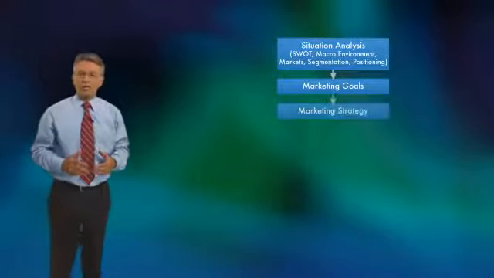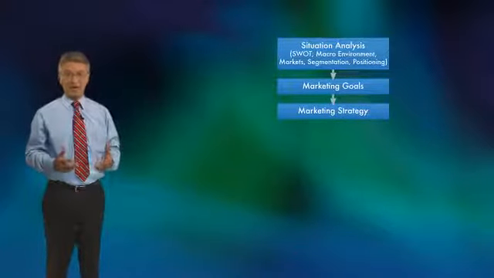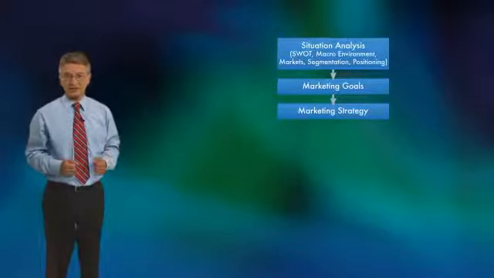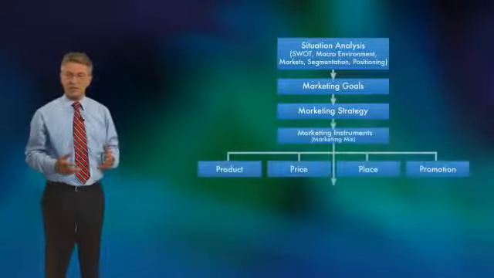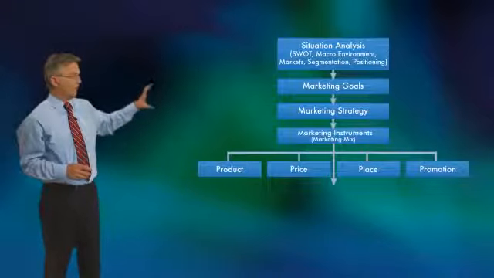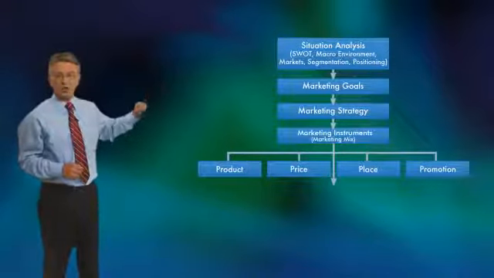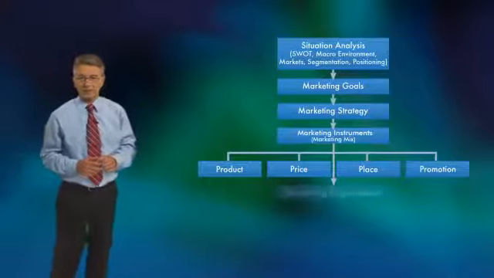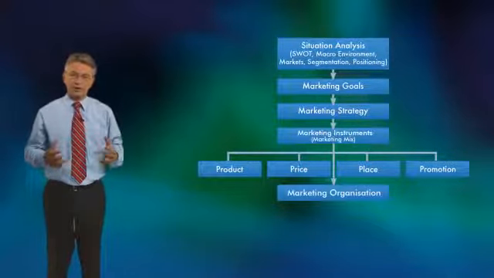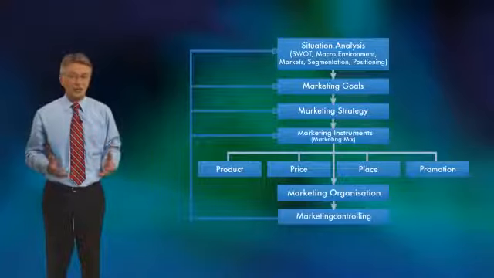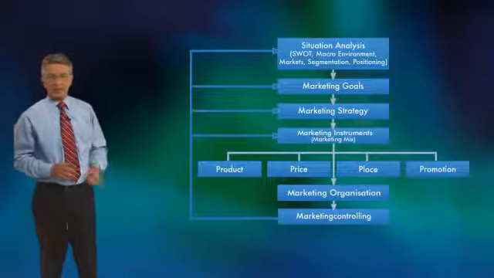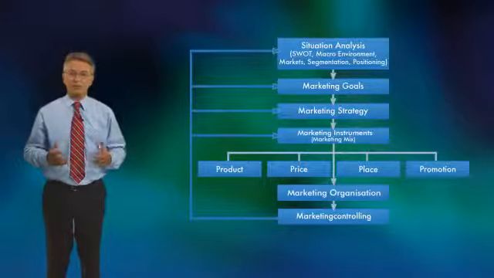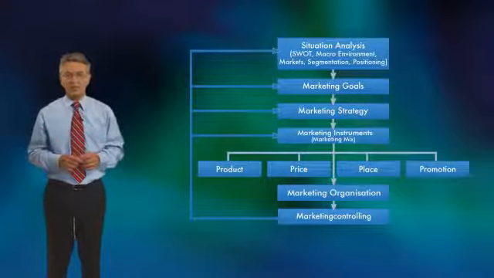Marketing goals will be implemented by defining marketing strategies. And the marketing strategies will be achieved by designing marketing activities, the so-called marketing mix. And then we have to establish a marketing organization and a marketing controlling process. This is the whole marketing management process for implementing a professional marketing concept.